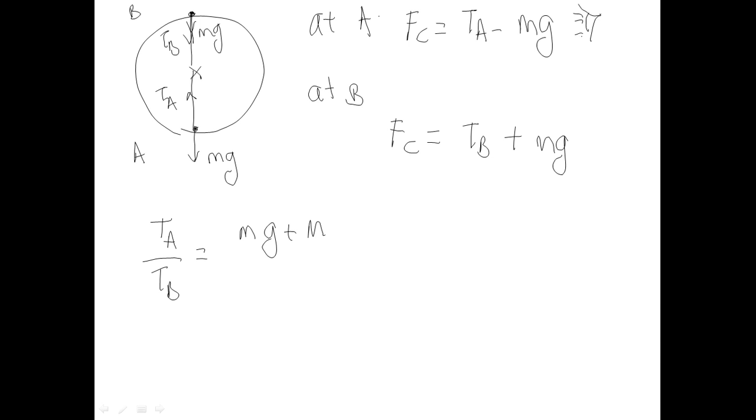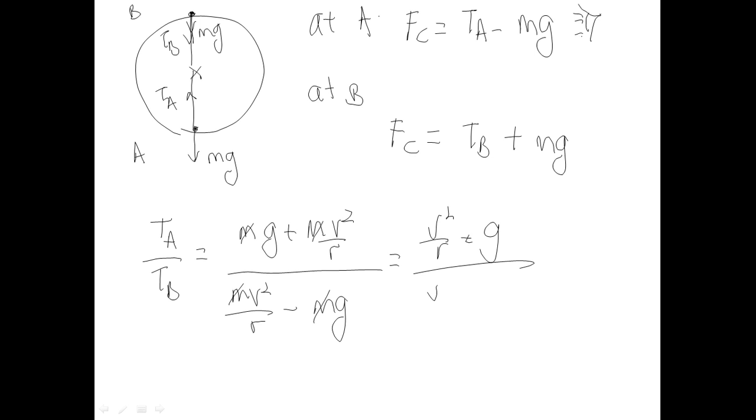Now which one do we have to choose, mv square over r or m r omega square? I will choose mv square over r because v is given as 4 meter per second. Divided by, be careful here, mv square over r minus mg. Now I can cancel all the m away, so I get (v square over r plus g) over (v square over r minus g). Plug in everything they're giving you in the question. It should give you the answer around 2.93.